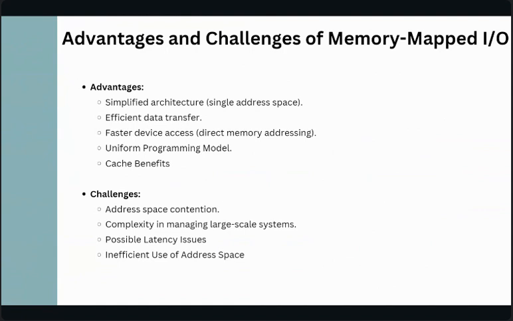Fourth one is efficient use of address space. In systems with limited address space, for example a 32-bit system, a significant portion of the addressable memory could be consumed by devices, leaving less space for actual memory. This can limit the amount of RAM a system can use. Fifth is compatibility and portability issues. Not all hardware architectures or operating systems support memory mapped I/O in the same way. This can lead to compatibility problems when porting software across platforms, especially between embedded systems and general purpose systems.